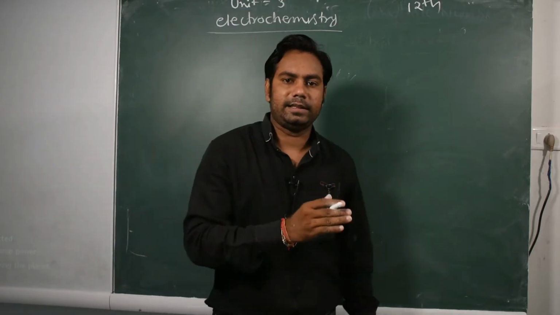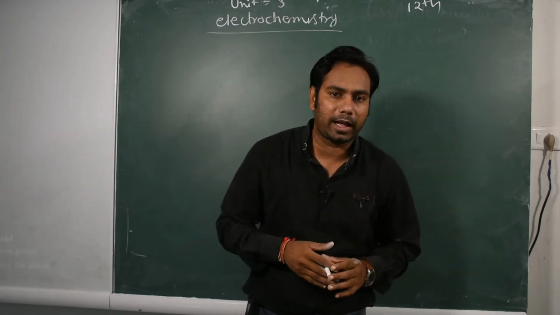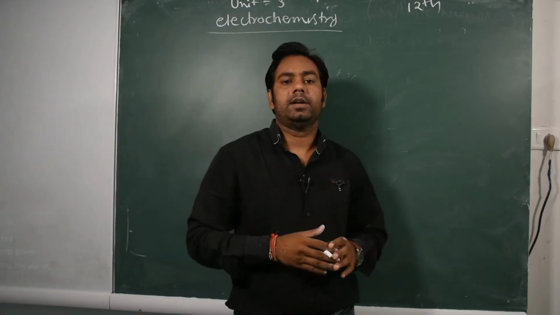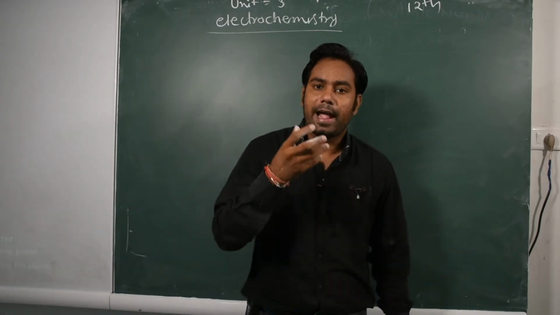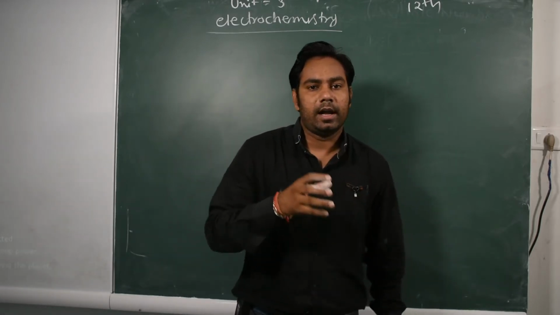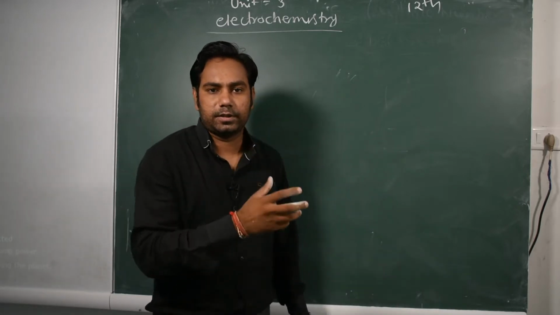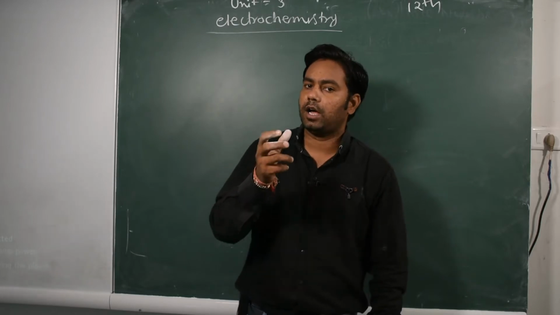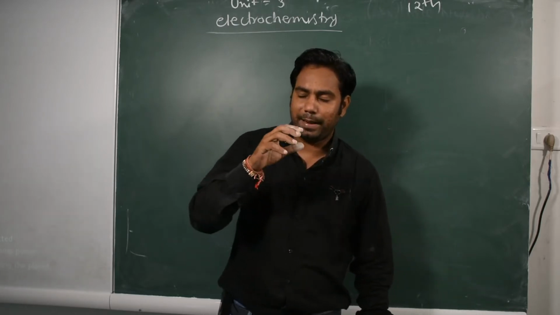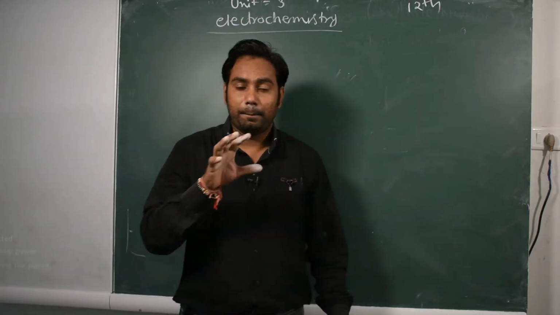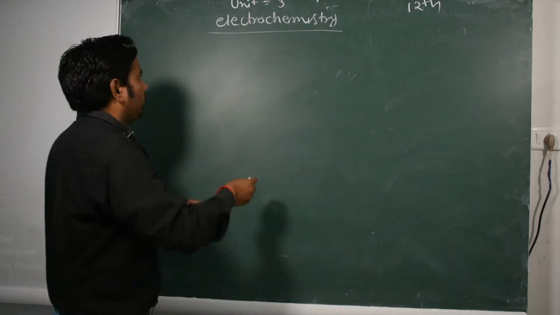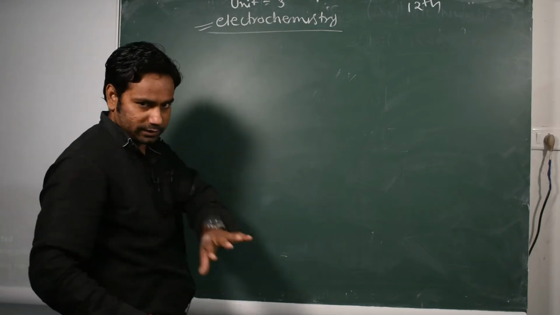In class 10th and 11th you already learned that those chemical substances which give H plus ions are called acids, and those substances or chemical compounds which give OH minus ions are called bases. But what happens in reduction in electrochemistry?